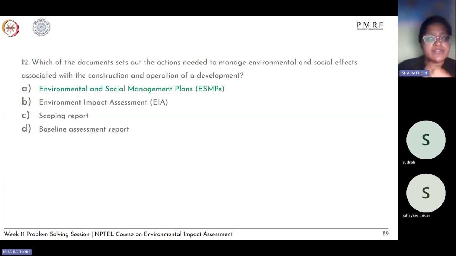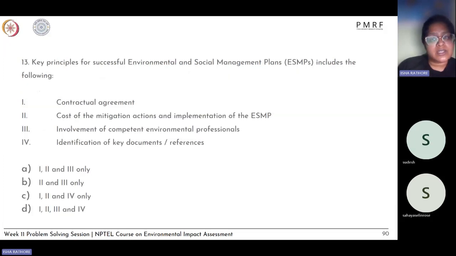This is the definition for the environmental and social management plans or ESMPs, because we are looking at both the environmental and social effects and we are associating them with the construction and operation of the development. Okay. So, moving on to the next question. The key principles for successful environmental and social management plans (ESMPs) include the following: one, contractual agreement; two, cost of the mitigation actions and implementation of ESMP; three, involvement of competent environmental professionals; and four, identification of key documents or references. So, which of the one, two, four are correct?